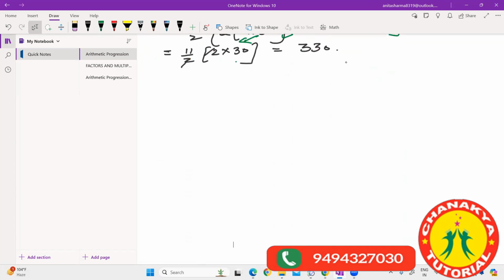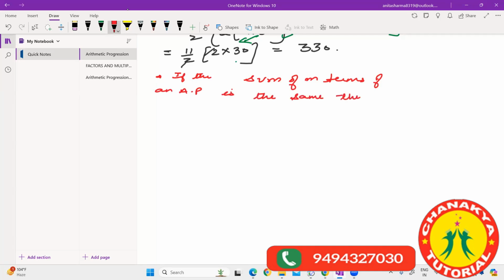Now, the next question is: if the sum of m terms of an AP is the same as the sum of n terms, then show that the sum of its m plus n terms is equal to 0.